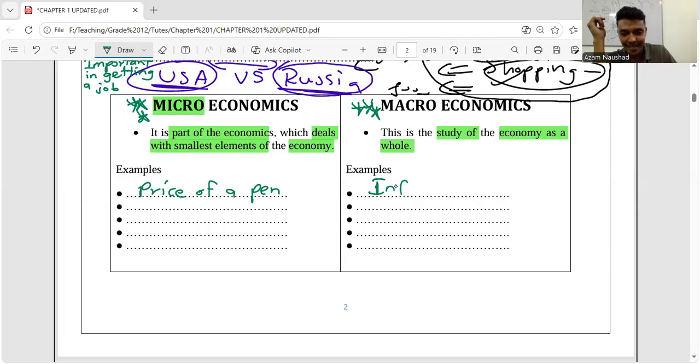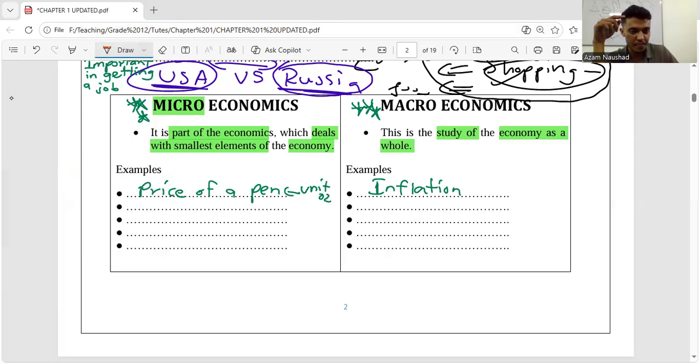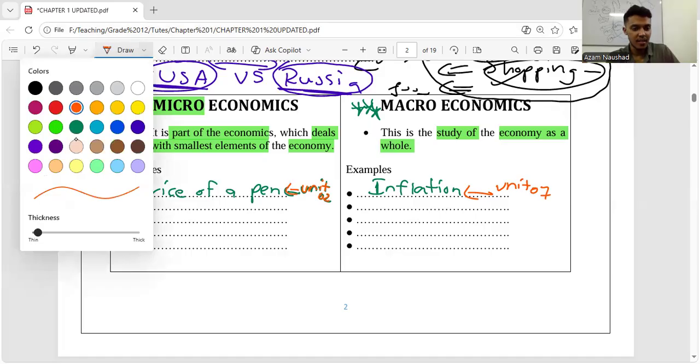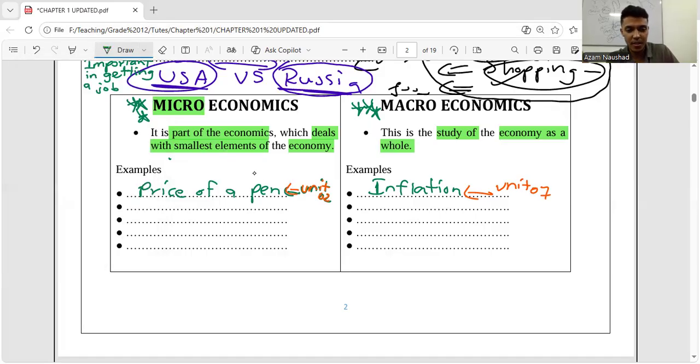Here, write it as inflation. So macro. Beside price of a pen, write it as unit number 2. Beside the term inflation, better to write it as unit number 7. See, grade 13, unit number 7, it's macro, right? Simply you are converting this price of a pen to inflation. Okay, I'll explain, you don't need to worry.